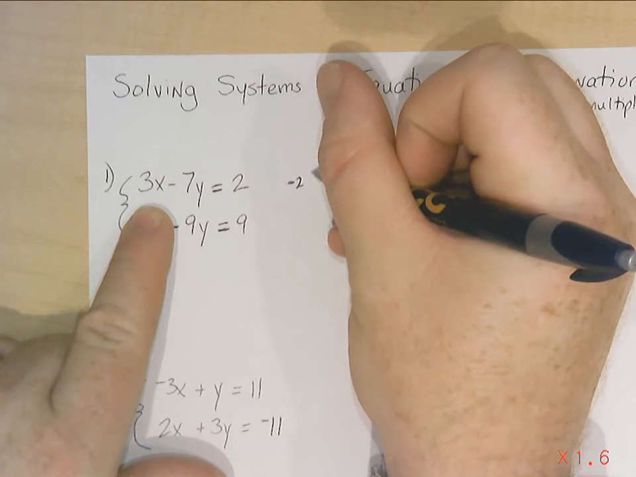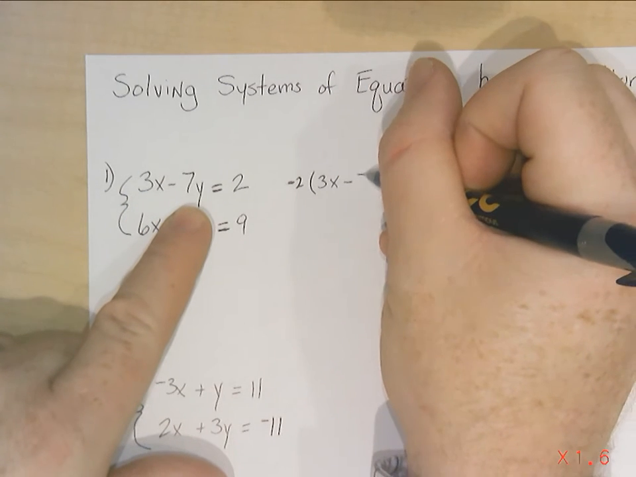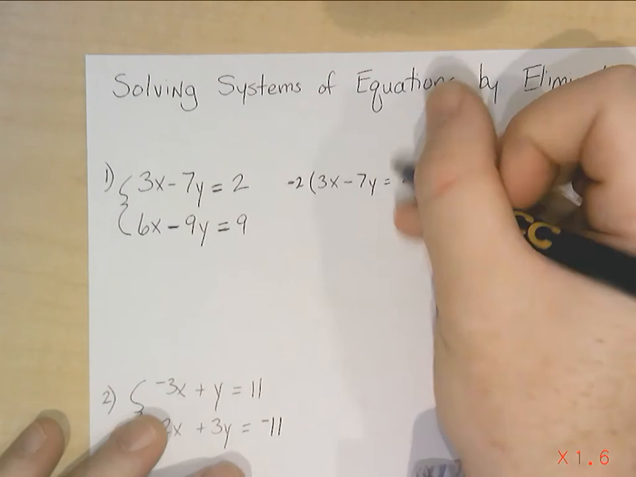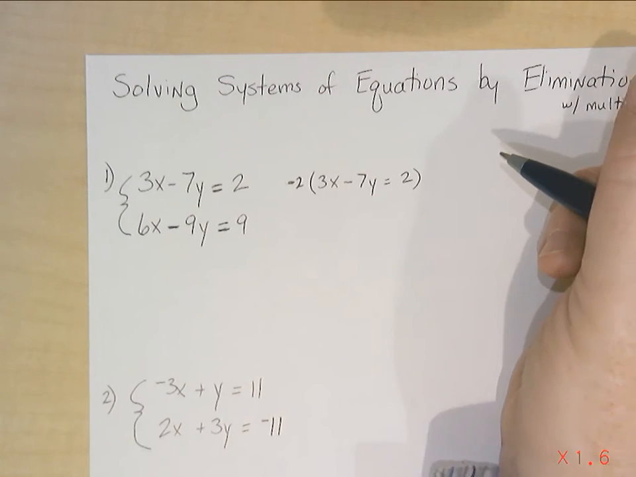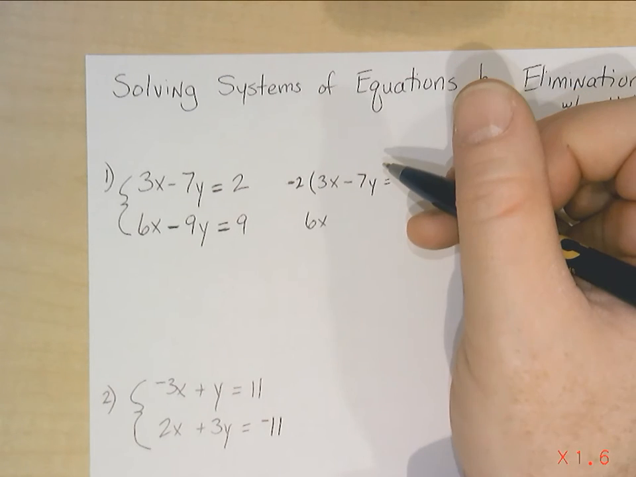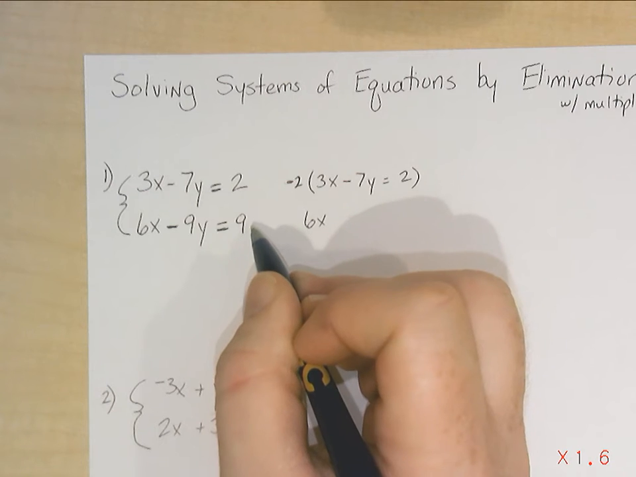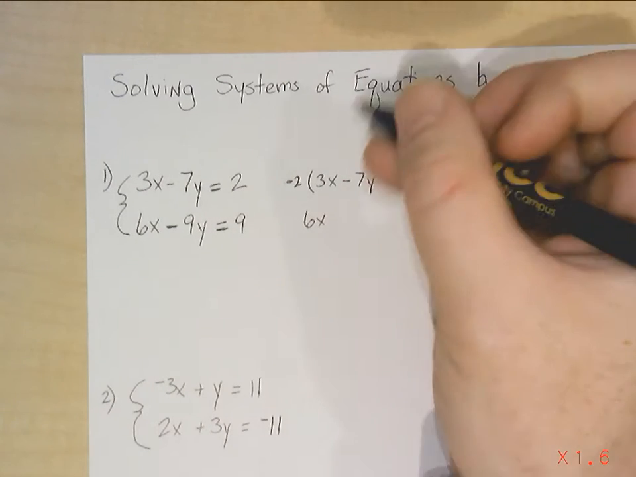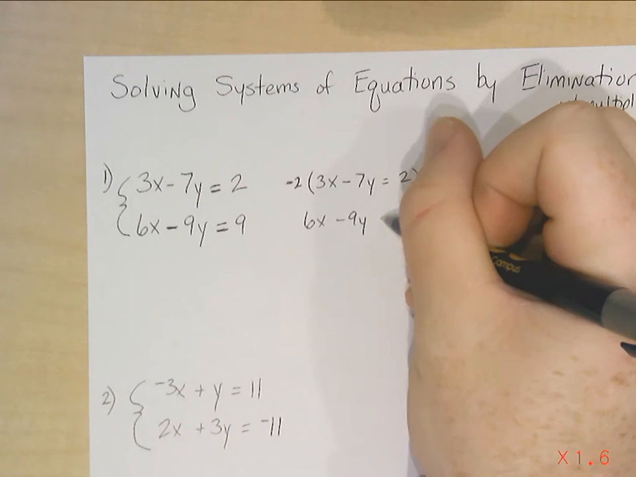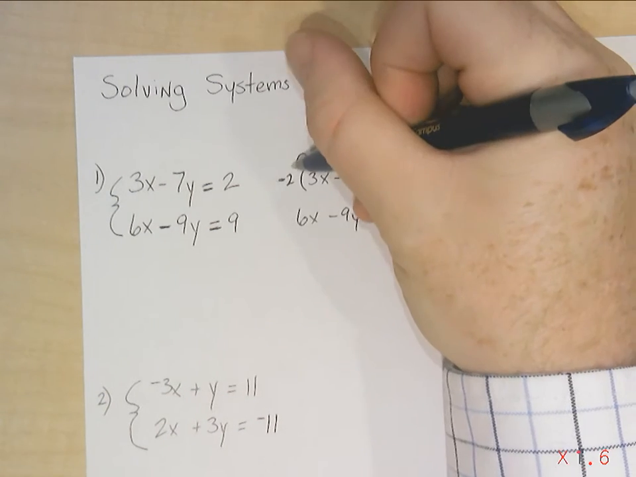Okay. So here's the key though. If you multiply that by -2, that means everything in that equation, all three terms of that equation, is going to have to be multiplied by -2 as well. Just like you did when we subtracted the bottom one in the other lesson. When we subtracted the bottom one, everything became negative, or all the signs at least changed. So 6x minus 9y equals 9. Okay, so we're going to multiply everything by -2.